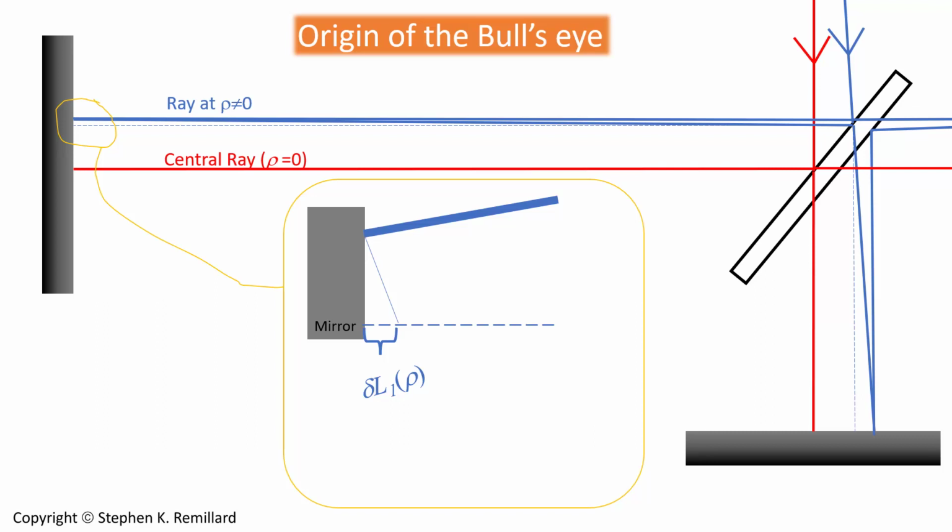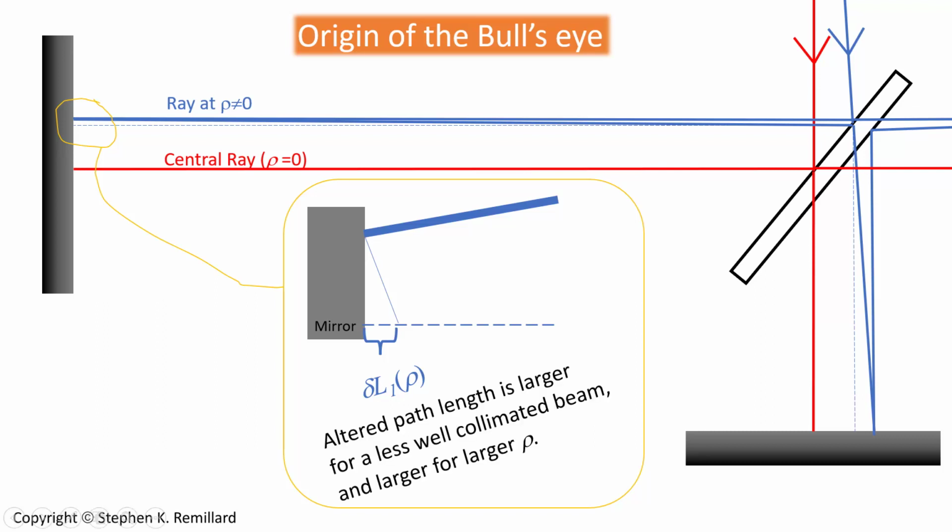The central beam doesn't experience any change in optical path length due to poor collimation, but the farther out you go, the bigger that gets. So this change in the optical path length to the beamlet that follows path 1 will be larger if the beam is more poorly collimated, or it will be larger if you just move out from the central ray. Look over at path 2, and you have the same phenomenon.